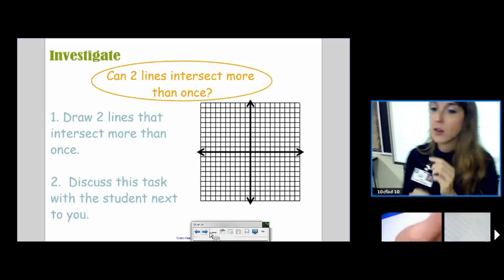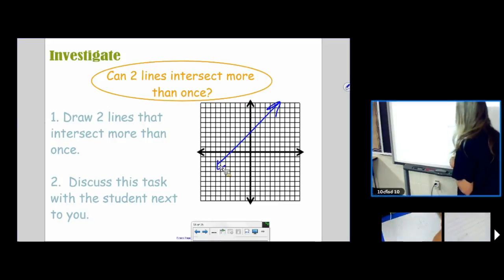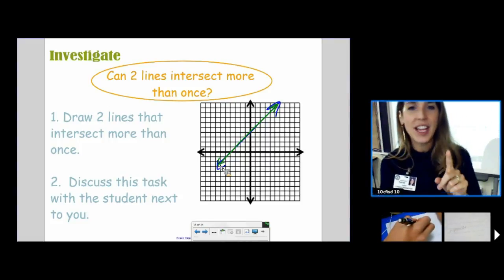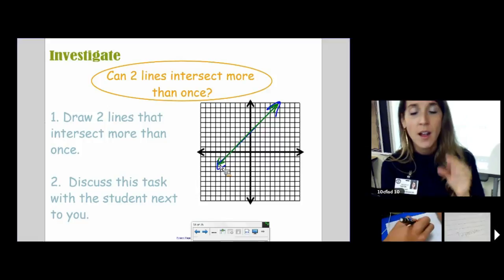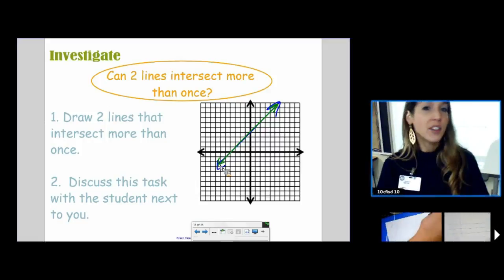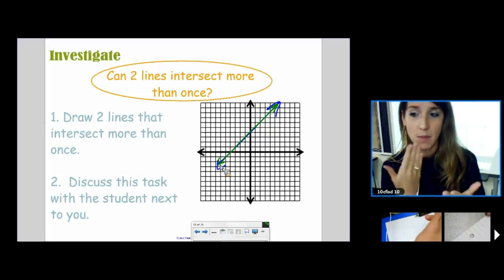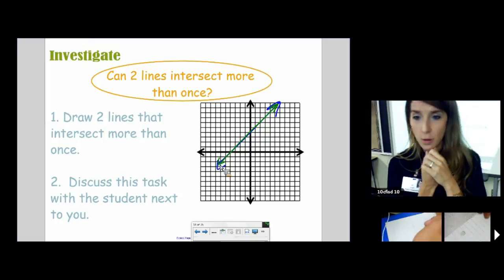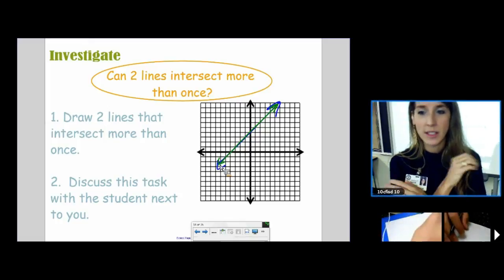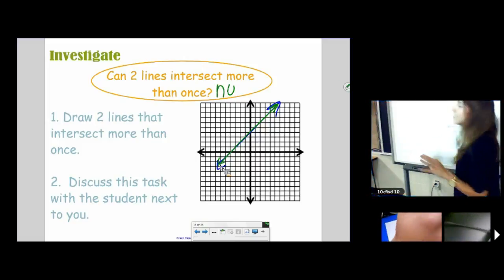And that's a really great question that you're asking. If I drew this line, and then I drew this line, is my green line and my blue line, are those intersecting infinitely? The answer is no. They are the same line. So it's not two lines intersecting infinitely. It's actually the same line. So, can two lines intersect more than once? The answer was nada, no, sorry, denied.